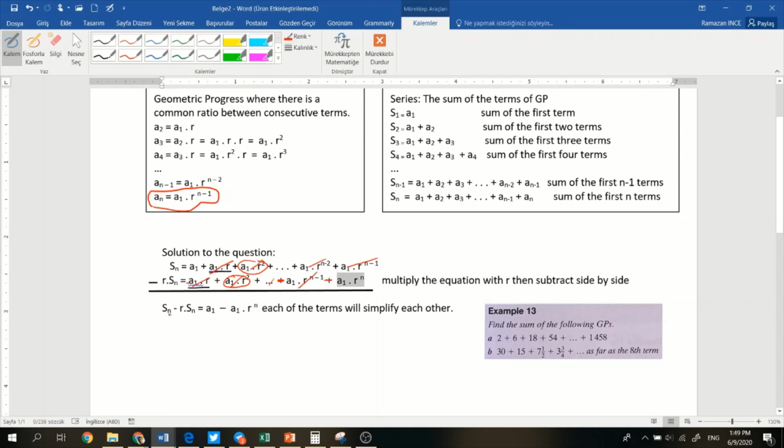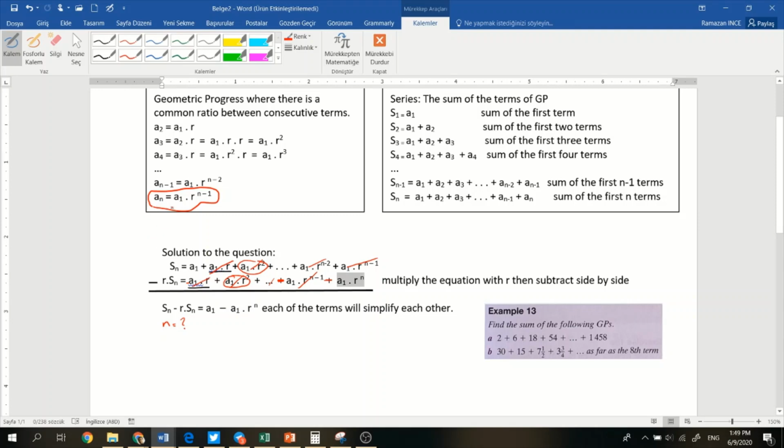Because of that, we need to get Sn, isn't it? Do we know R? Yes. Do we know A1? Yes. Do we know n? No. That's the point, it means we need to get n. We need to first find n, then move back to this step.